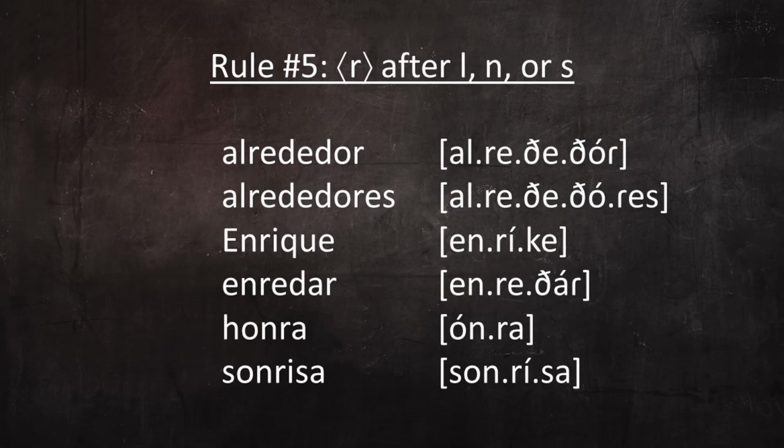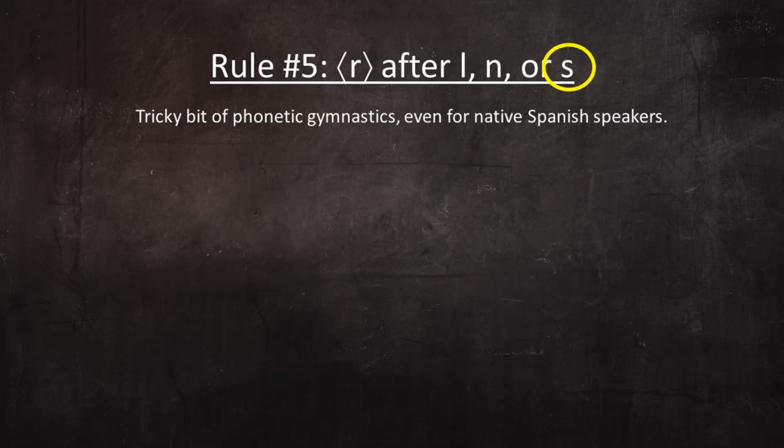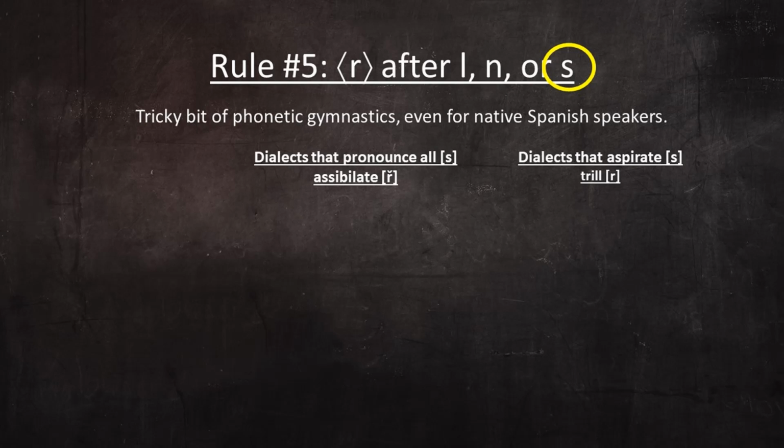Words with the NR combination aren't super common, but there are probably a couple dozen. Here's some examples. Enrique, enredar, honra, sonrisa. Now, trilling R immediately after S is a tricky bit of phonetic gymnastics, even for native speakers. Native speakers generally resolve this issue in one of two ways, depending on the dialect they speak. In dialects that strictly pronounce all their S's, the trilled R is sibilated, while in dialects that admit S aspiration, the S is aspirated and the R is trilled.